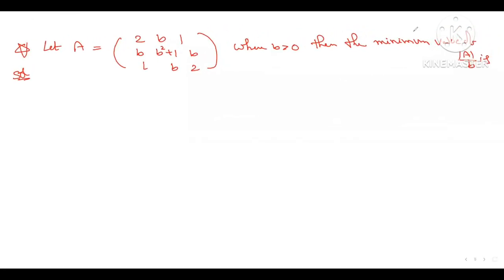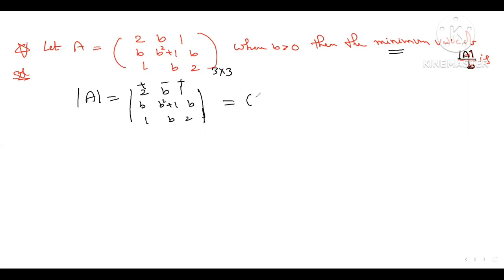Okay, now let me explain the next statement. In the statement, matrix A is given as 3 by 3. Then find the minimum value of delta of A by B. First, we have to find delta of A. Delta of A is equal to delta of 2, B, 1, B square plus 1, B, 1, B, 2. The signs are plus minus plus. After simplification, we get B square plus 3. So the delta A value we have got is B square plus 3.